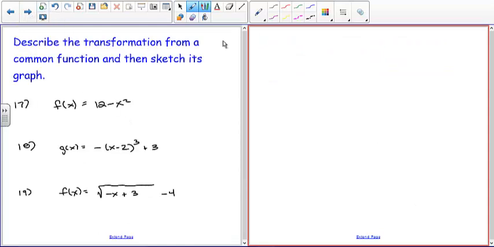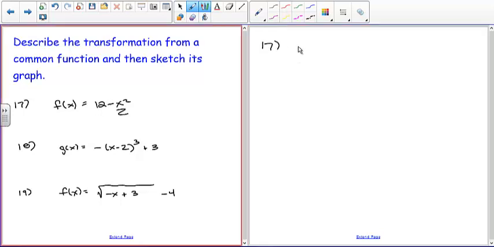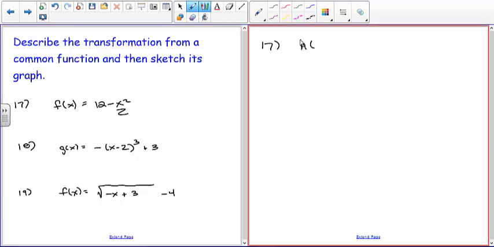So what we're going to do is describe the transformation from the common function. The common function is this: I'll call it h of x is x squared. And f of x, what I'm going to do is just change the position: minus x squared plus 12.